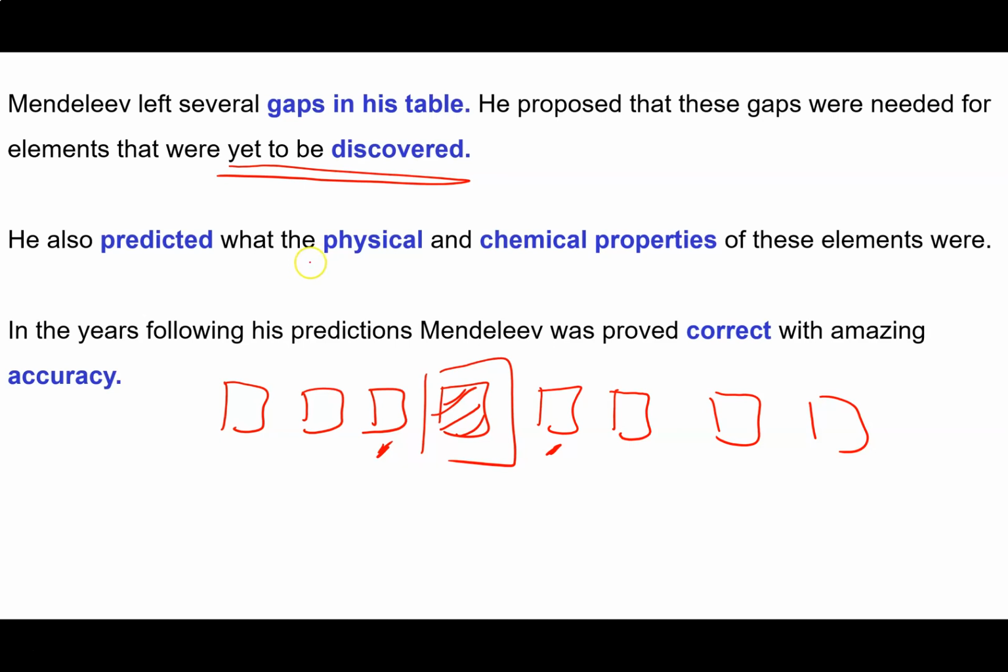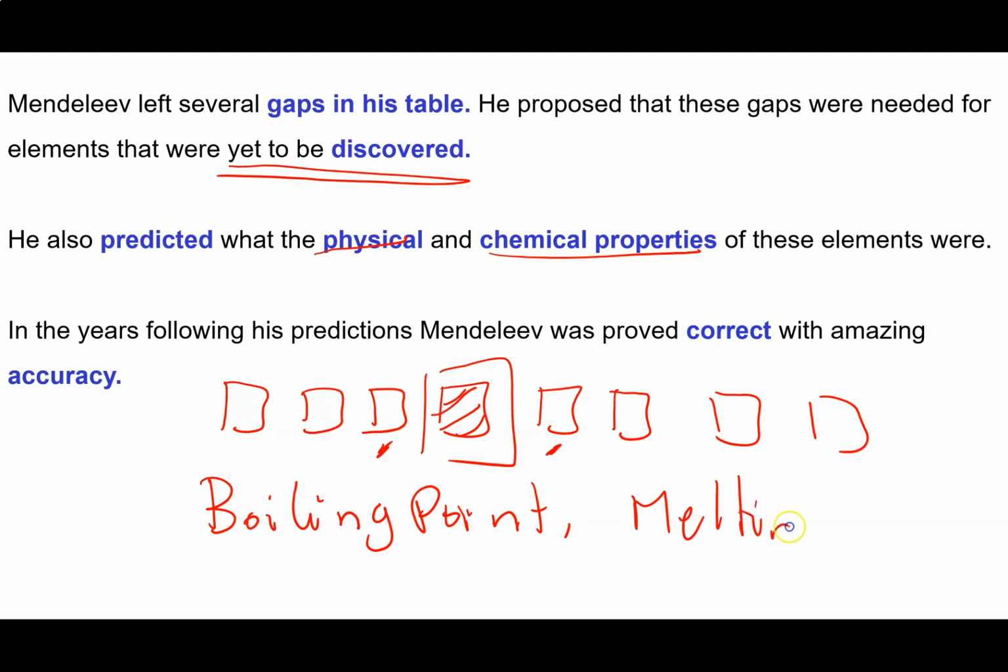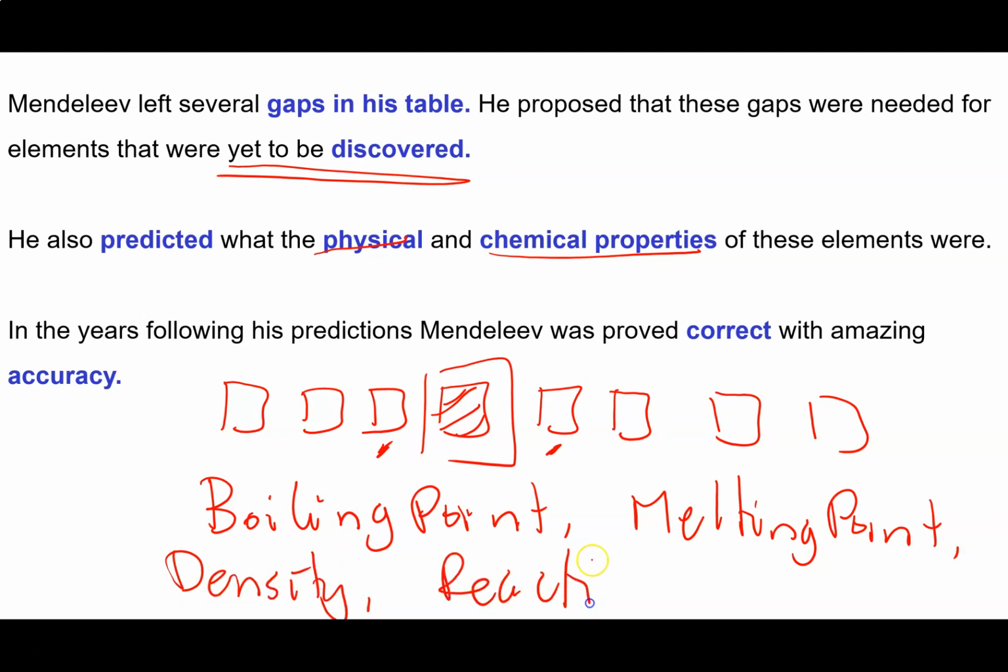So he was able to predict the physical and chemical properties of these missing elements, which was a really big help for the scientists who were looking for them. The types of things that he would be able to predict were pretty simple things to measure, things like boiling point, melting point, density, reactivity. Does it react with oxygen? Does it not react with oxygen?